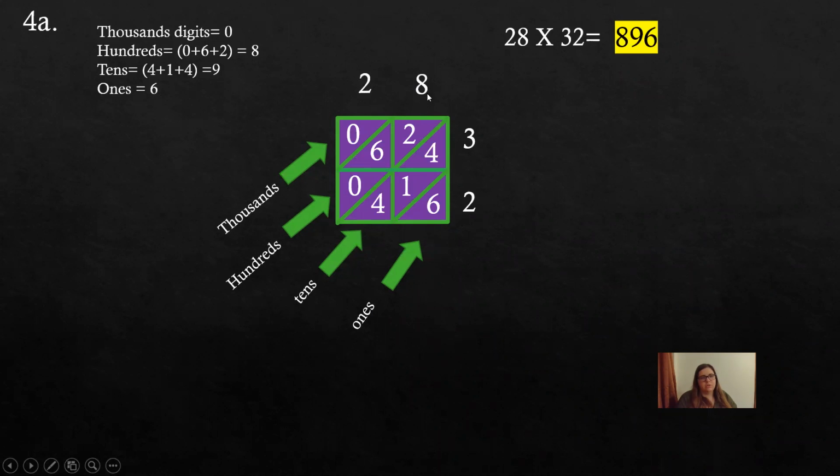So right here, you're just doing 8 times 2, which is 16, so you'll put your 1 right here and your 6 right here. 3 times 8, 24. 3 times 2, 6, and since there's nothing in the second spot, you're going to put a 0.